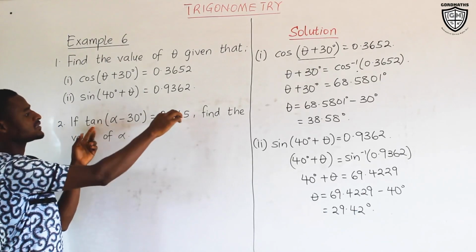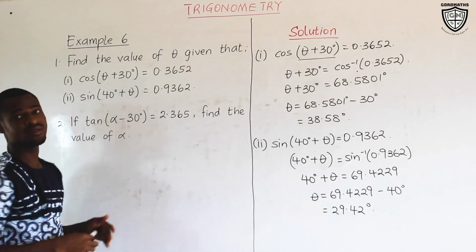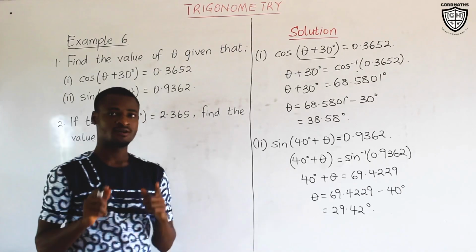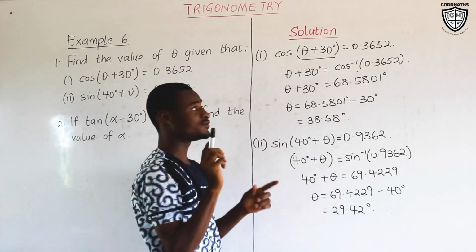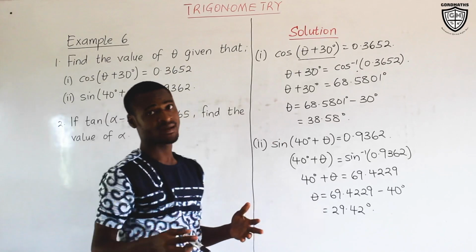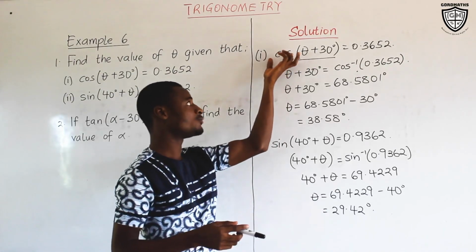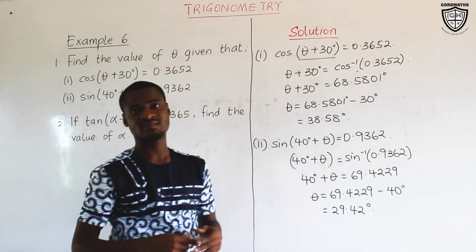You take the tan inverse of what you have at the other side, and then you make alpha the subject. Remember that we cannot expand any of these brackets because cos is not a variable or a number. It does not have any value, cos standing on its own. So we cannot expand this bracket.